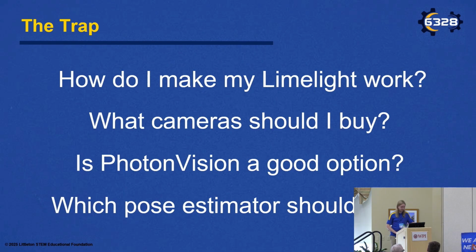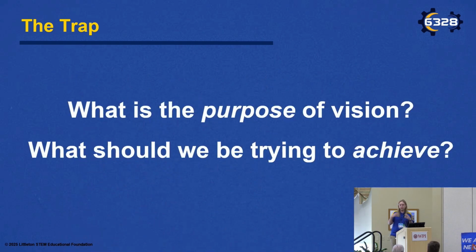Now, I said we get a lot of questions about vision on 6328. Here are some examples of the questions that people ask us. And as I look to answer these questions, what tends to strike me is that many of these questions are missing the same important piece. All of these questions are asking about which options are better than others, but they tend to skip more fundamental questions. What is the purpose of vision? What are we trying to achieve? These are really important if we're going to evaluate which options make a better vision system.